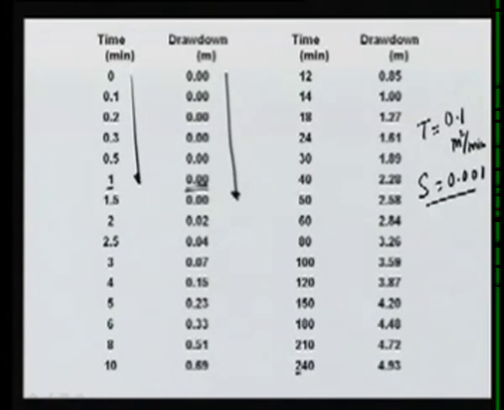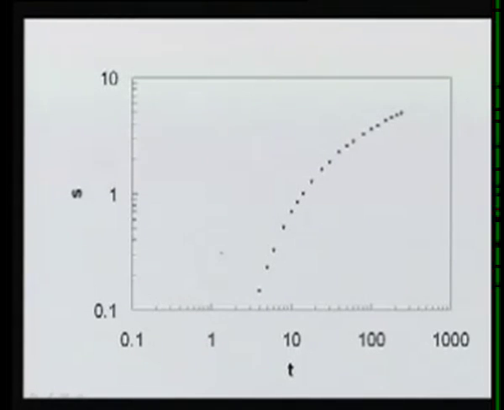But at the end, we had a drawdown of about 1.22 meters. Here, we have a drawdown of about 4.93 meters. So changing T and S will affect the rate of drawdown or the shape of the drawdown curve, and if we plot the drawdown curve, it looks like this. So we can see that the earlier one had a shape like this, and this one has a shape which is much more steep.